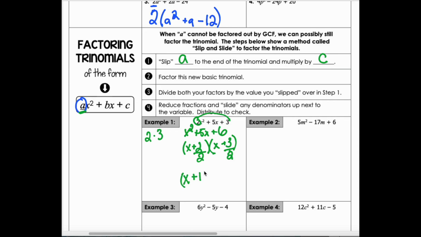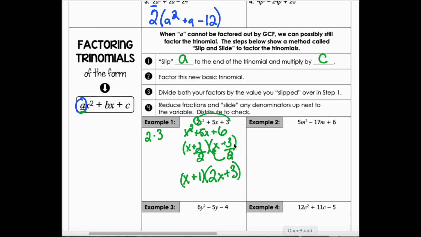And then in this case, since it cannot be divided into a nice little fraction, this is where we would slide our 2 next to our x. So now I have 2x plus 3. And this is our final answer.